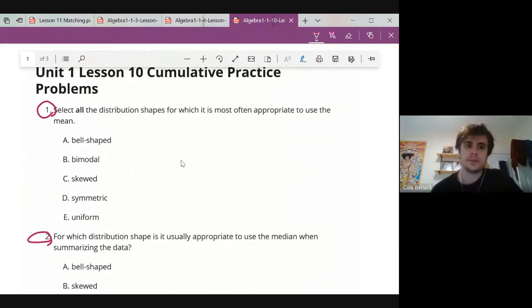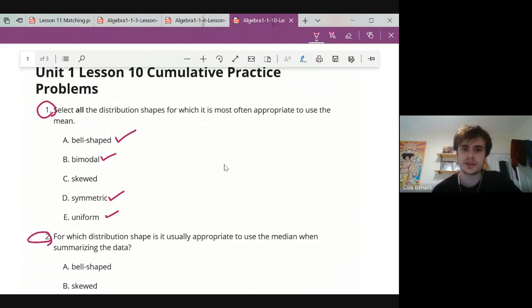All right. Okay, question 1, lesson 10. Select all distribution shapes for which it is most appropriate to use the mean. So when they're talking about using the mean, they're talking about something that's going to be symmetric. Uniform, that's a symmetric distribution. Bimodal, symmetric usually. Bell-shaped, pretty symmetric, right?